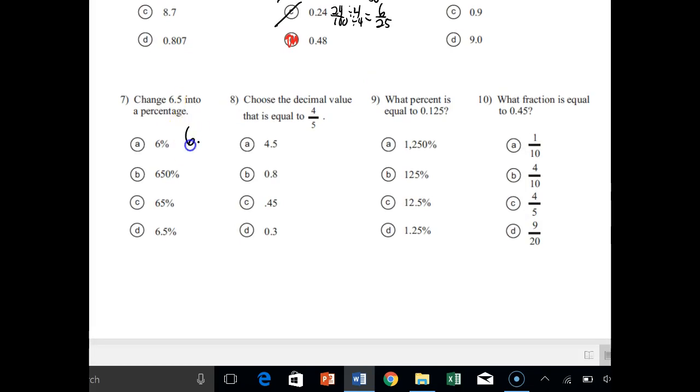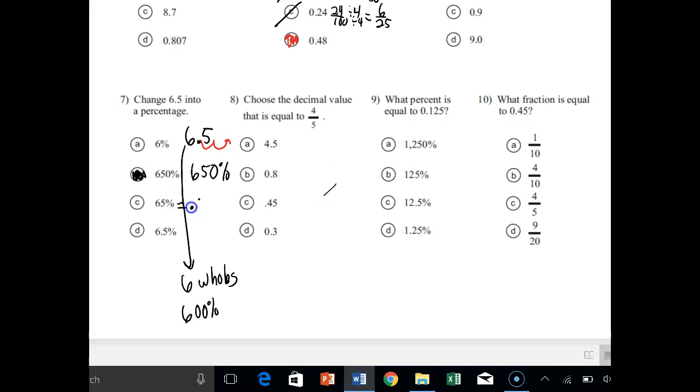6.5 into a percentage. We start from the decimal and move 2 spaces to the right. 1 space, 2 spaces, right? Notice we have an empty space, so that's going to get filled in with a 0, so it's 650%. This makes sense because we have 6 wholes, which means we should have at least 600% in our answer. And then obviously the 0.5 is 50 extra percent, right?